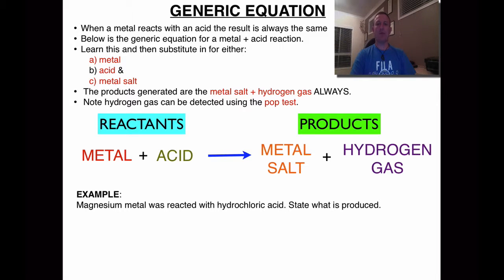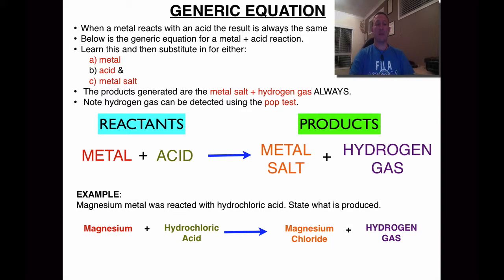From the table before, the metal salt is going to be generated. The salt for hydrochloric acid is a chloride. We already know that the metal is magnesium, so we substitute magnesium for the word metal and chloride for the salt. That is the equation all sorted. So we end up with magnesium plus hydrochloric acid gives us magnesium chloride and hydrogen gas.